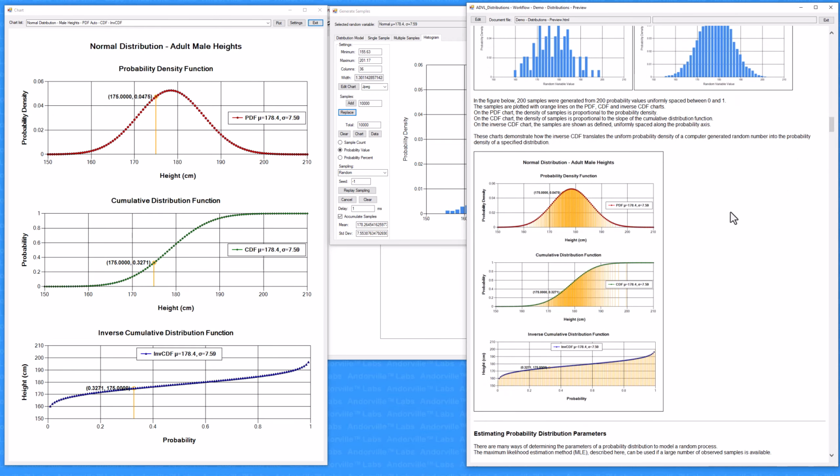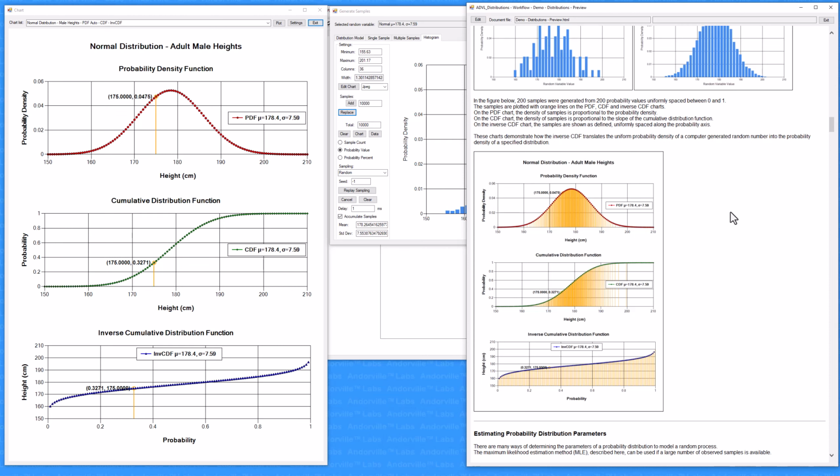In the figure below, 200 samples were generated from 200 probability values uniformly spaced between 0 and 1. The samples are plotted with orange lines on the PDF, CDF and inverse CDF charts.